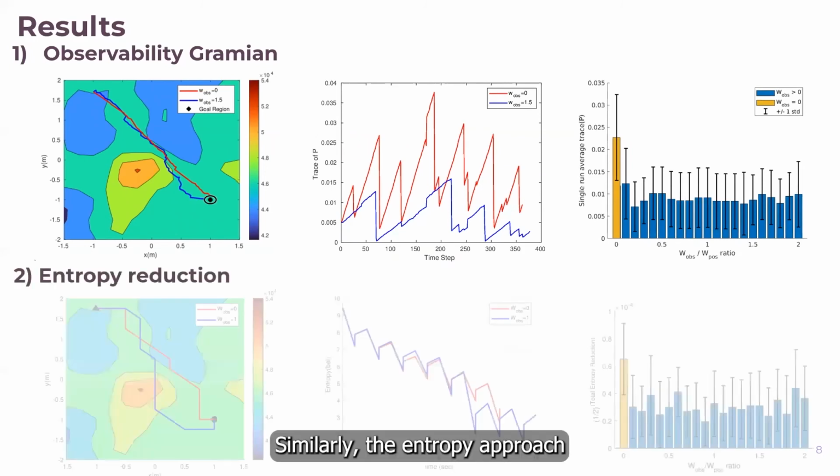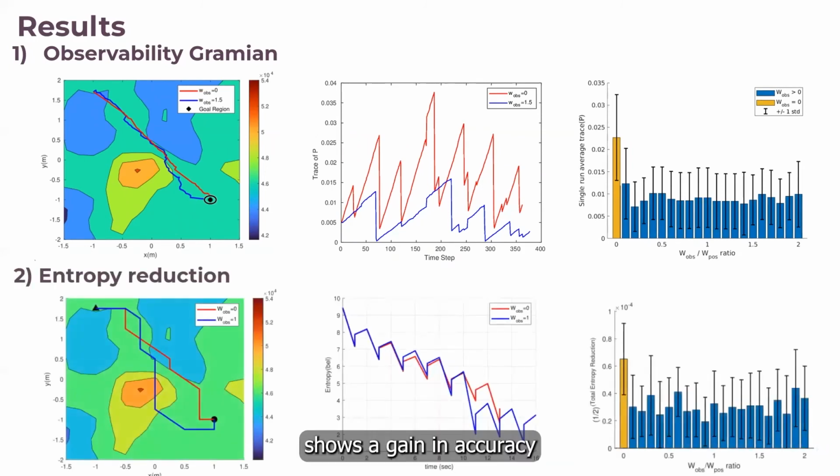Similarly, the entropy approach shows a gain in accuracy, and depending on the local gradients, it was seen to reduce the navigation uncertainty by up to 200%. While it is true that the information gain depends on the map content, it might be better to leverage rich regions, especially for long missions where it might be desired to bound the navigation uncertainty.